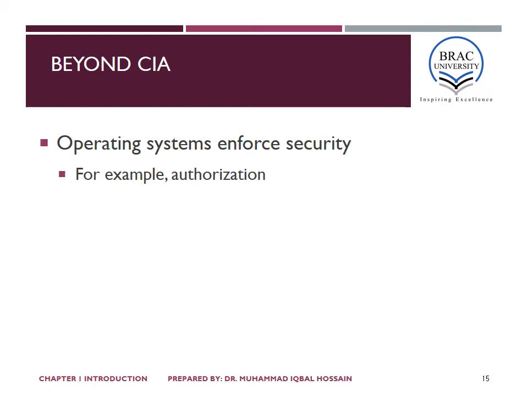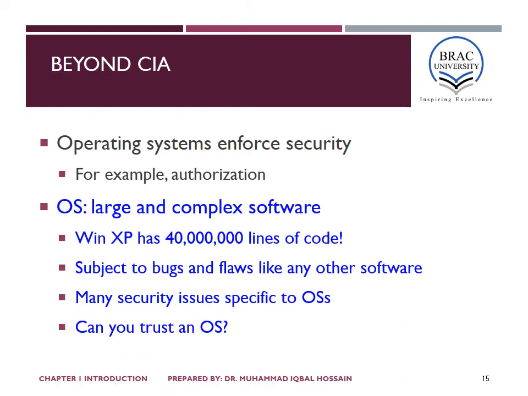And also operating system enforces security, for example authorization, because an operating system is a large and complex software. It requires millions of lines of code and is subject to bugs and flaws like any other software. So can we trust an operating system?